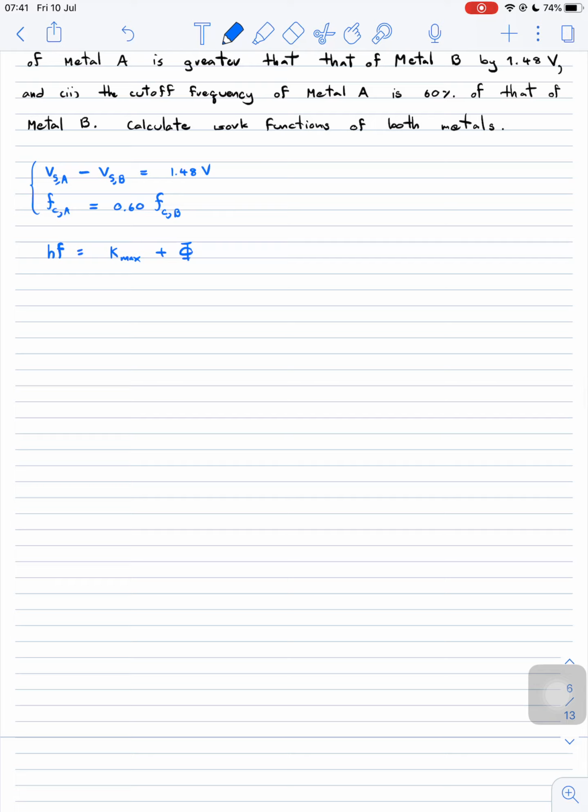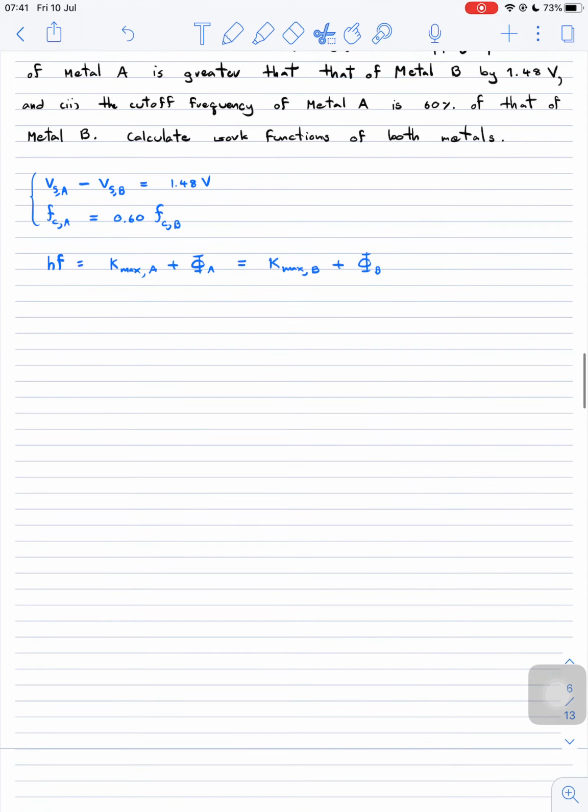So it means that the maximum kinetic energy of metal A plus the work function of metal A must be equal to the maximum kinetic energy of metal B plus the work function of metal B. Okay, so we get this equation.